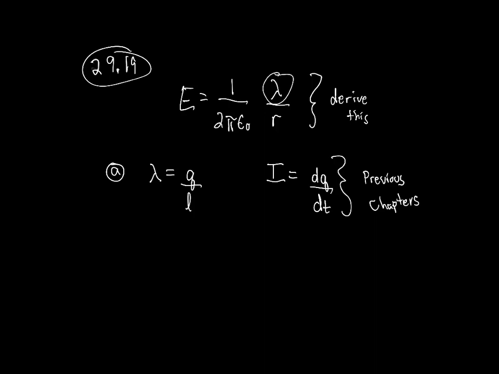So if I wanted to find the current in terms of the line charge, I need to take the derivative of Q in terms of the line charge. So I need to solve this for Q. Q is equal to lambda times L. How did I get that? Algebra. I just multiplied both sides by L. That moves the L over to the left-hand side. Q is equal to lambda times L.